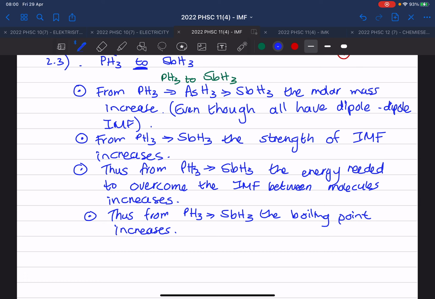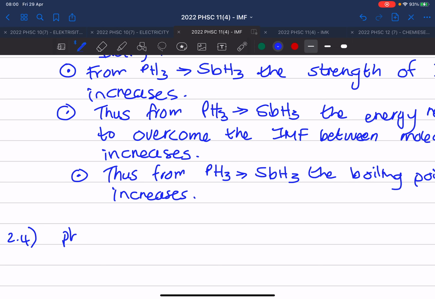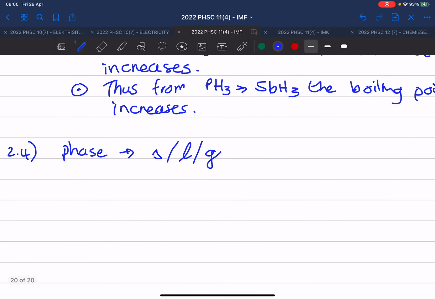Okay, next question. Question 2.4. They ask, what phase will ammonia be at room temperature? With phase, they're asking, is it solid, liquid, or gas? Okay. You can see there that the melting point of it is around minus 70 degrees Celsius. And the boiling point from ammonia is around minus 30 degrees Celsius. Can you see that from the graph? Okay, so what phase will it be at room temperature?